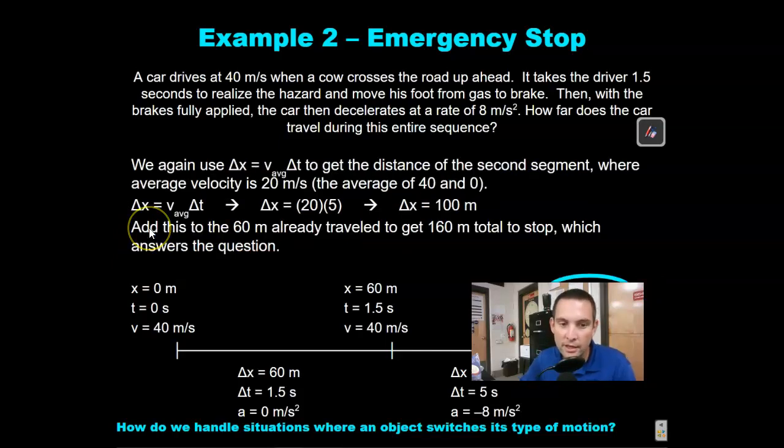We again use our displacement formula with average velocity to get the distance of the second segment, where the average velocity is 20 meters per second, the average of 40 and 0. So 40 plus 0 divided by 2 gives us 20. Plugging it into our displacement formula, we get our displacement of 100 meters. Now we'll add that to the 60 meters already traveled to get 160 meters total to stop, which answers the question.